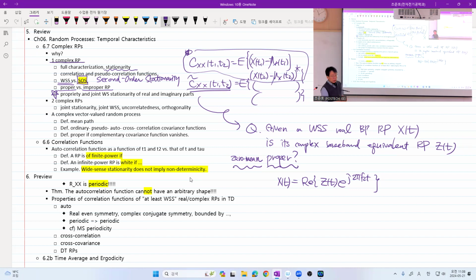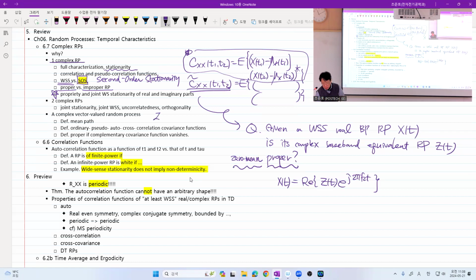Now let's consider the cases where we are given 2 complex random processes. Then actually we have 4 real-valued random processes jointly distributed. And stationarity, full characterization, and joint wide-sense stationarity, other things are just straightforwardly extended.